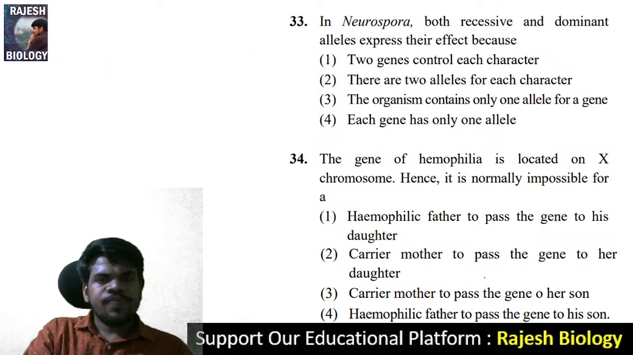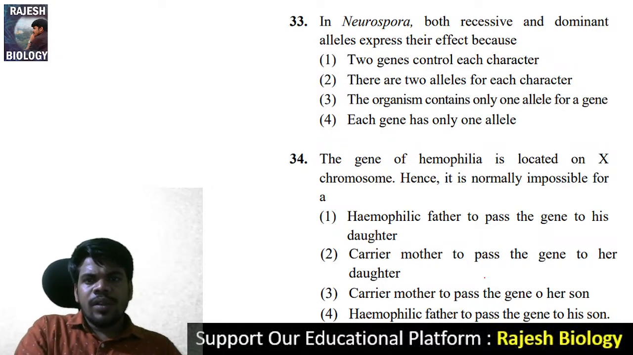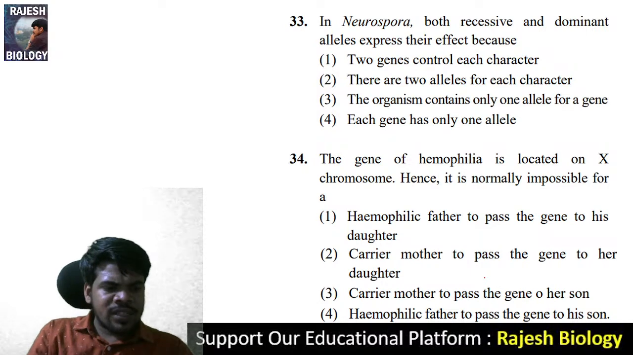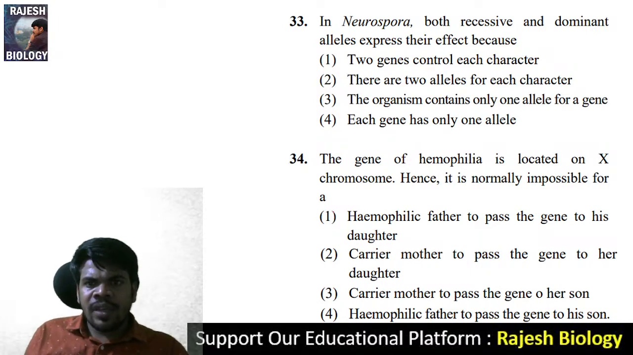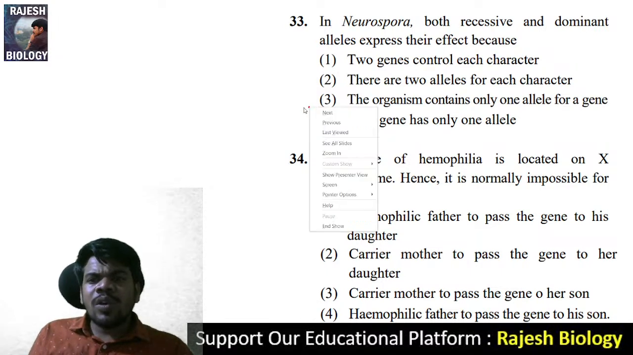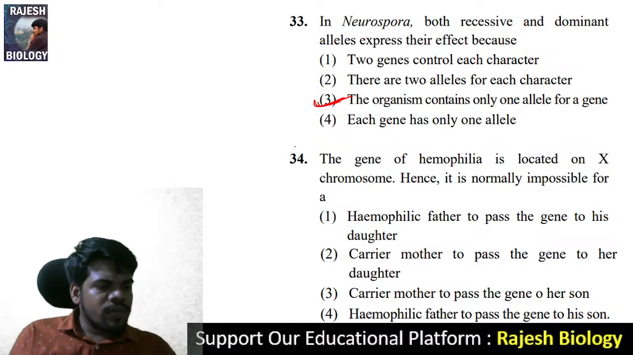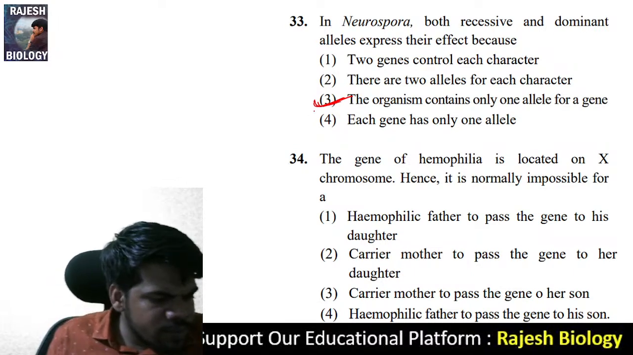Correct, Chandrika. In neurospora, both recessive and dominant alleles express their effect because the organism contains only one allele for a gene. For a gene, only one allele is there.